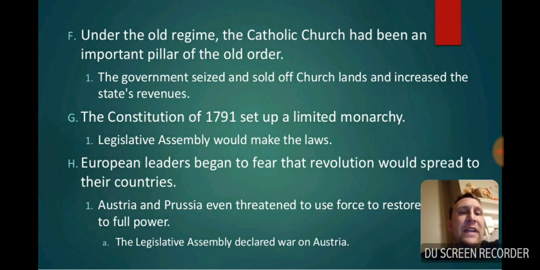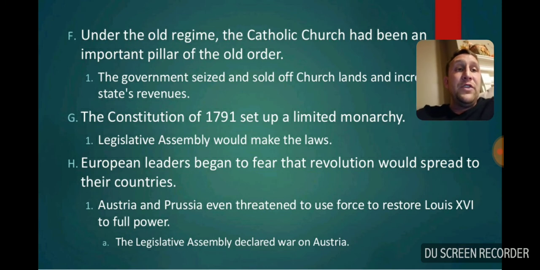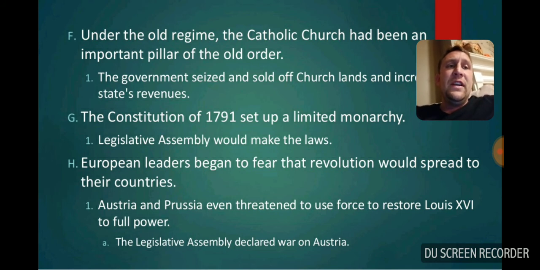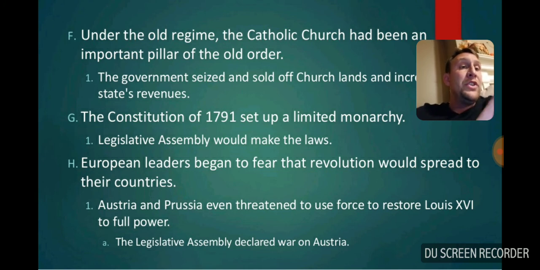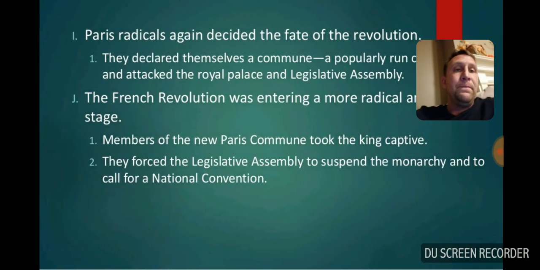The European leaders began to fear that the revolution would spread to their countries. This became part of the Great Fear, and later on we're going to talk about the idea of the principle of intervention. They will develop the idea that they can step in to stop a revolution and restore order. It says Austria and Prussia even threatened to use force to return Louis XVI to full power. Okay, so the Legislative Assembly will declare war on Austria against Maximilien Robespierre's wishes.